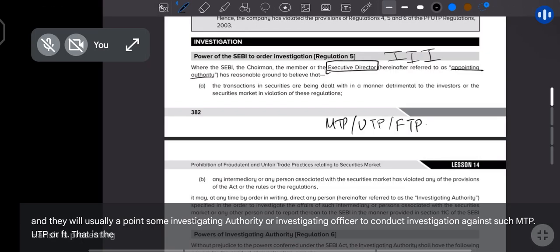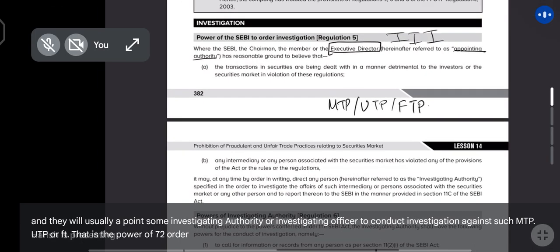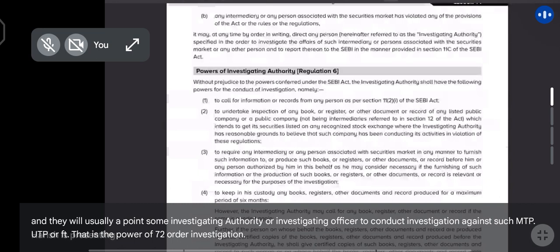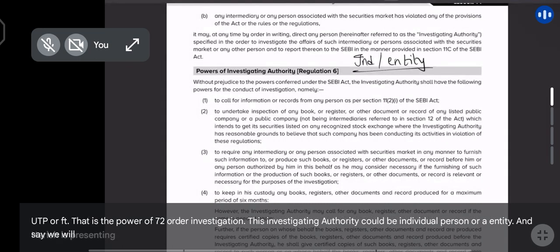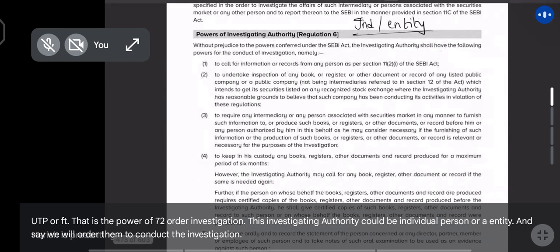That is the power of SEBI to order investigation. This investigating authority could be an individual person or an entity. SEBI will order them to conduct the investigation, and they have the powers of civil court.